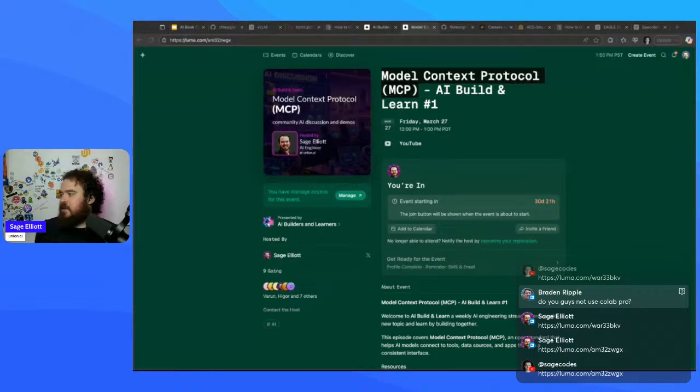But yeah, the first one's posted for Model Context Protocol. Does that sound interesting to people? The silence. Maybe it's not interesting. Based on what other people said, I think it'll be cool.